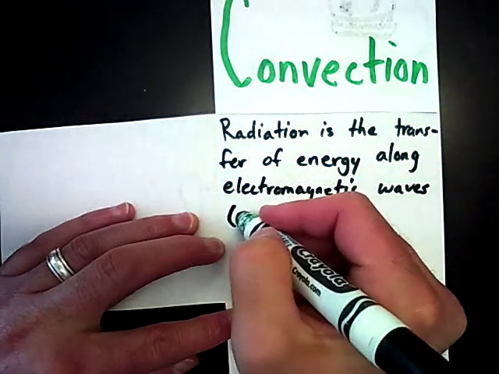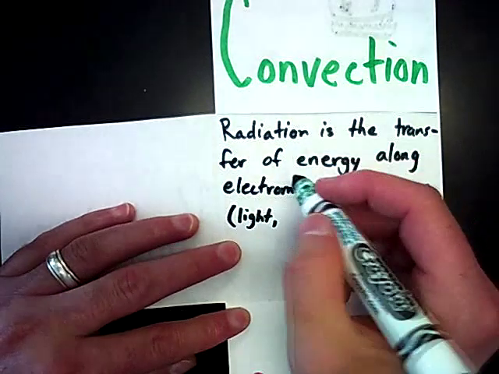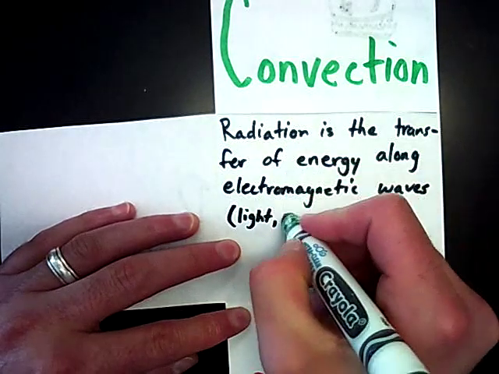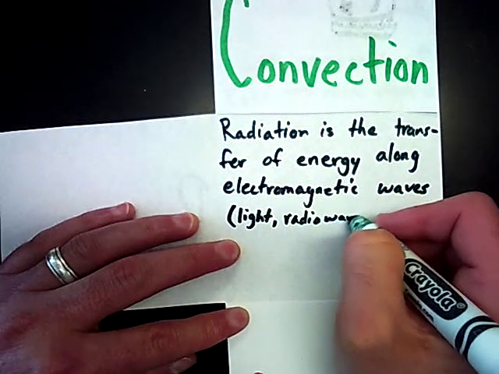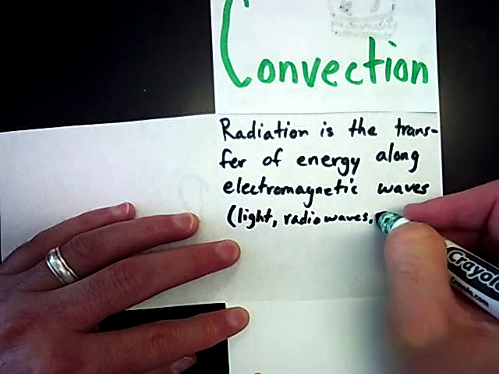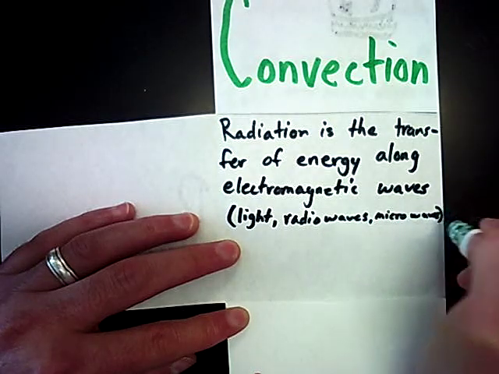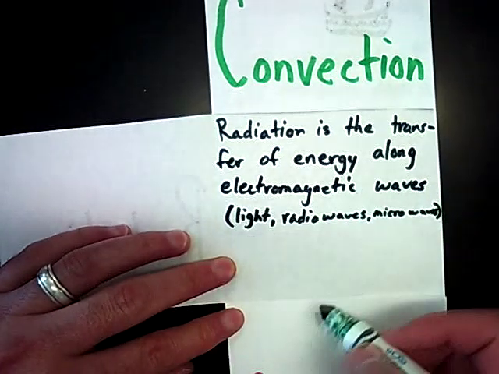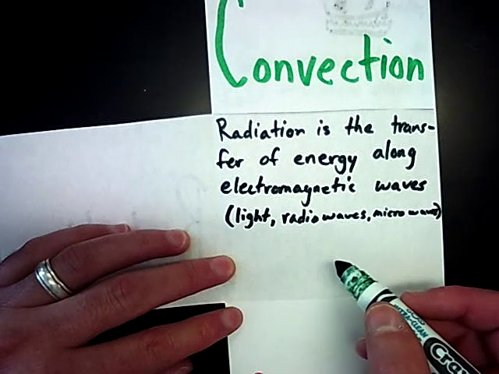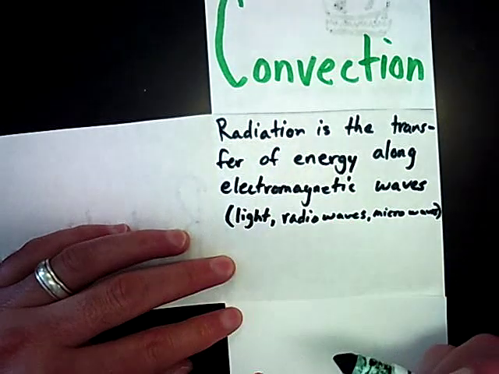For example, light waves, radio waves, microwaves, and we could go on. Those are just three examples of types of electromagnetic waves that can carry thermal energy via radiation.